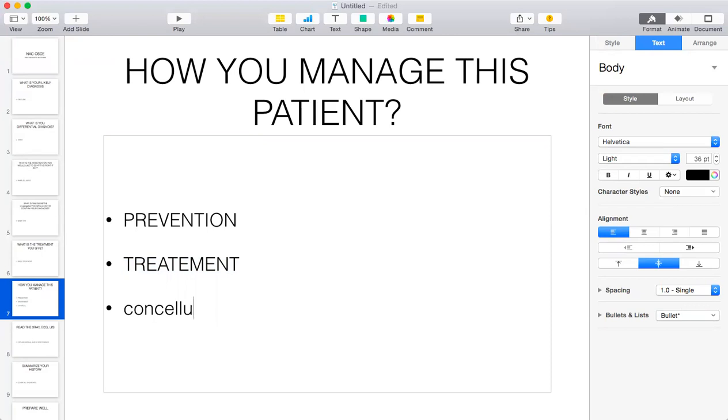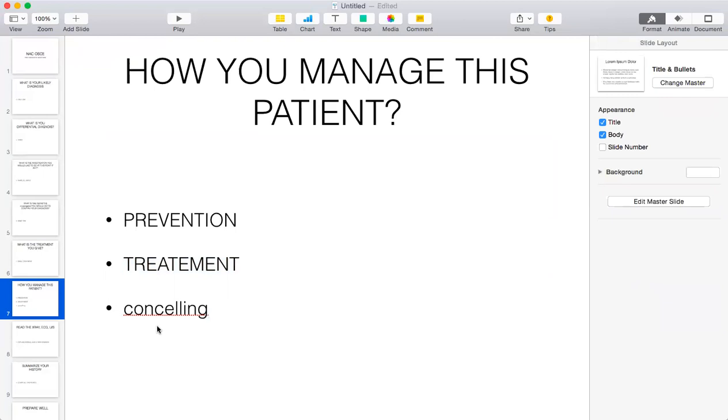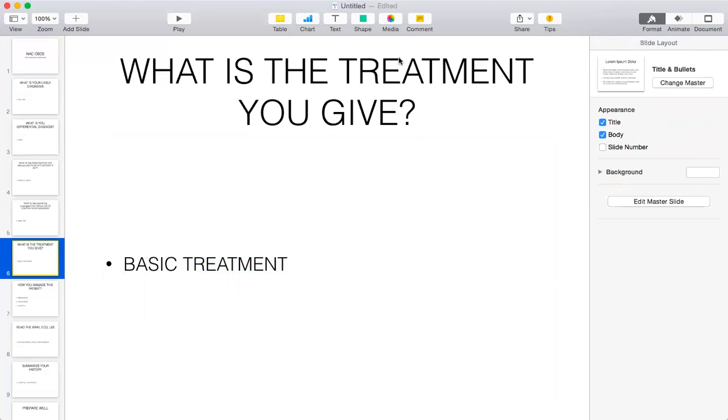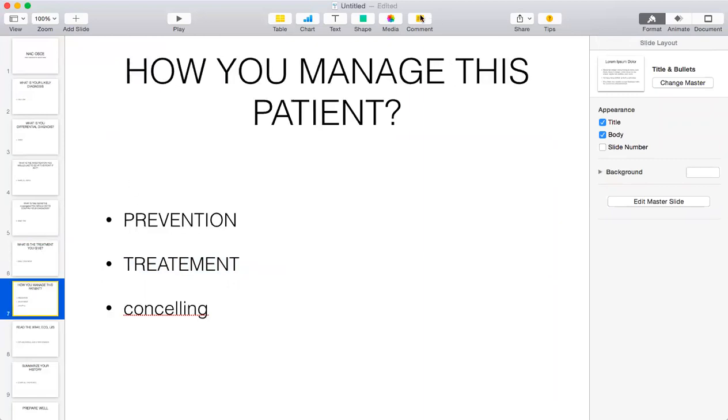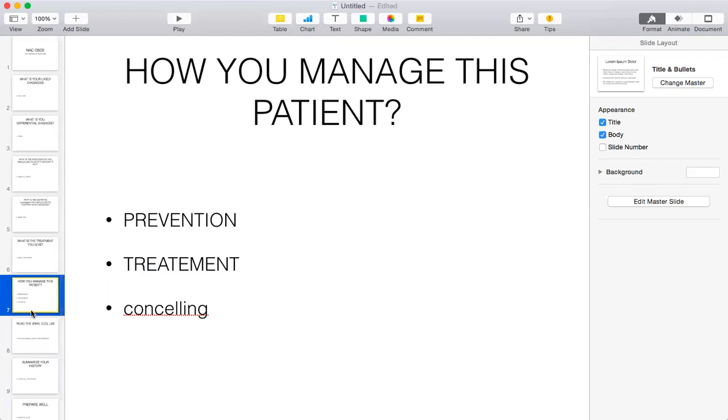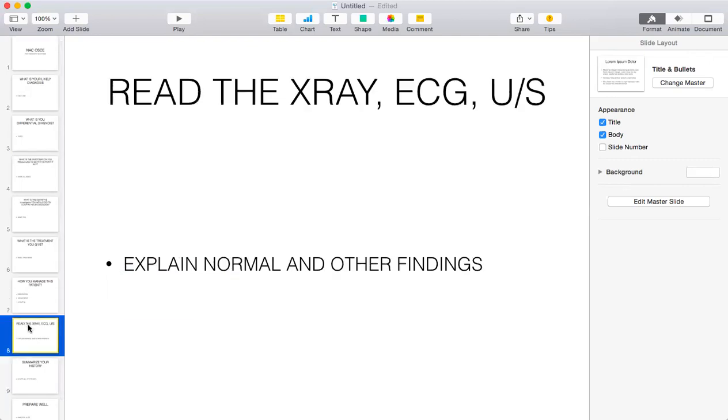Okay, so this management will cover prevention, treatment, and counseling as well. It applies to the CDM questions and it applies to the NAC-OSCE questions. So the treatment is different, but the management will include prevention, treatment, and counseling, all three parts. If you miss one of them, you will not score all the points, okay? They have a key and they will check if the person didn't answer these questions.